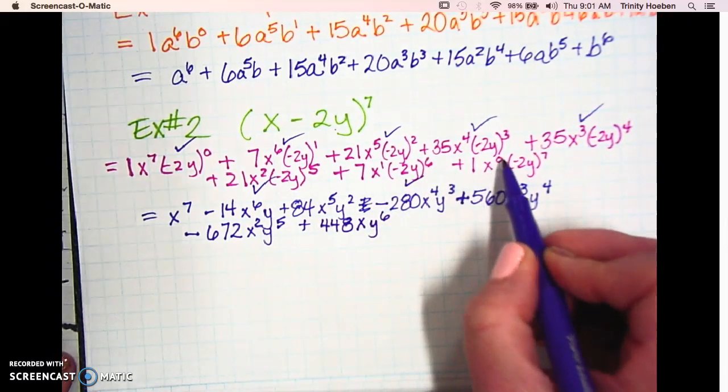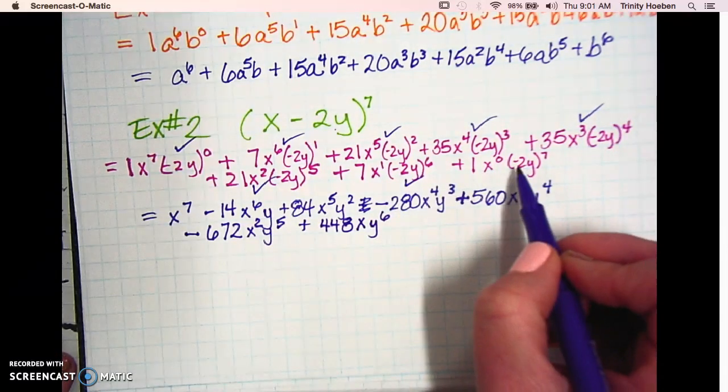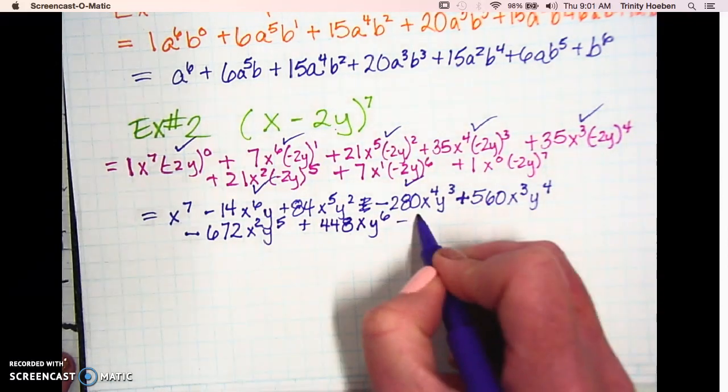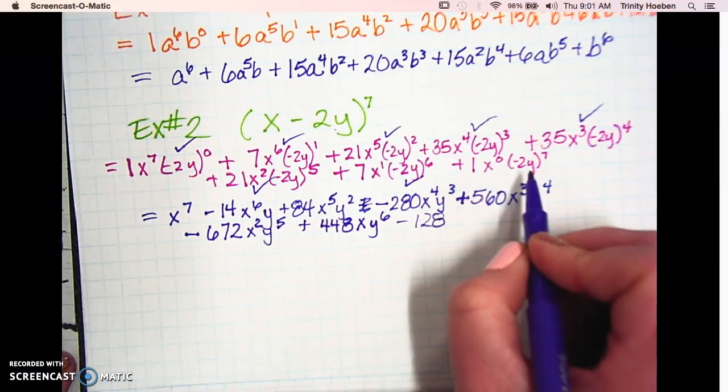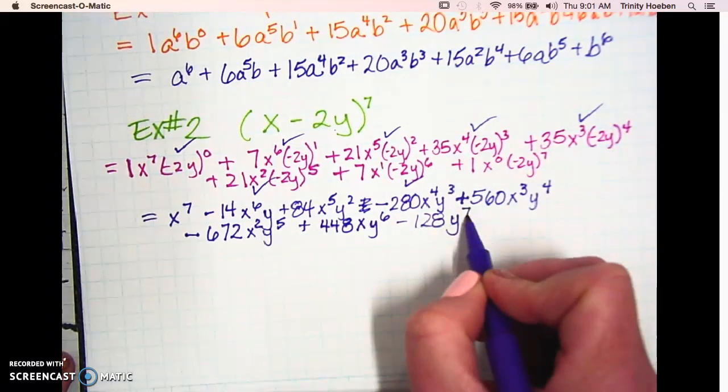One more term. X to the 0 is just 1. 1 times 1 is 1. Negative 2 to the seventh, I got negative 128. X to the 0, so I don't need to write it. Y to the seventh. All right.